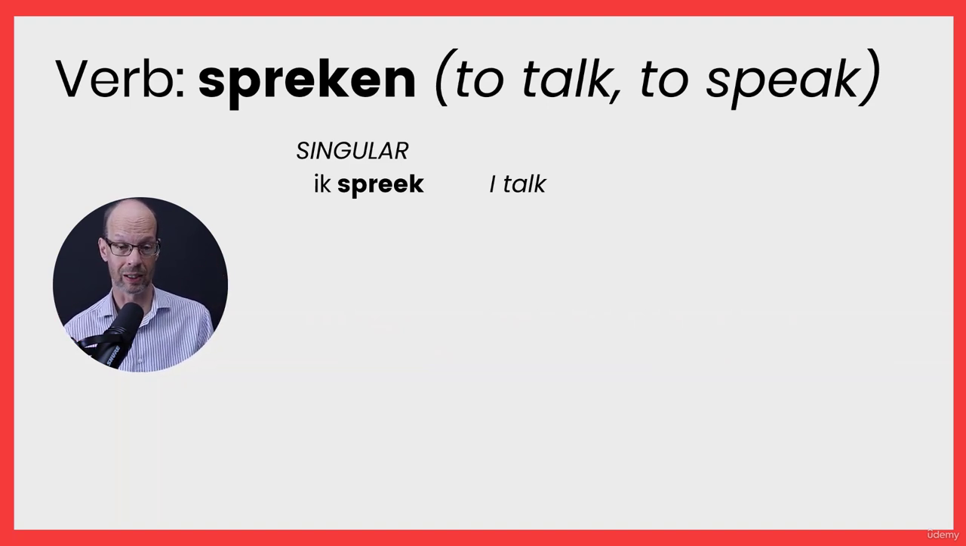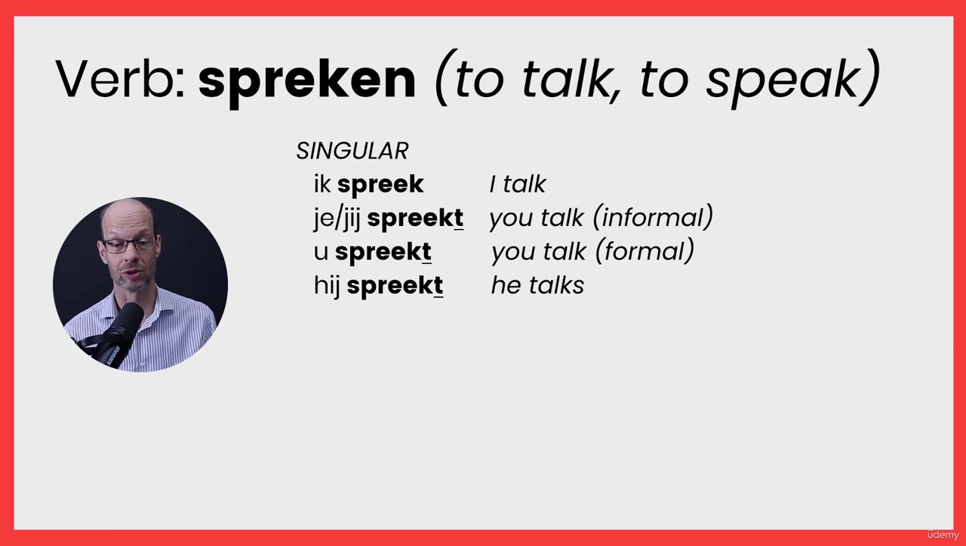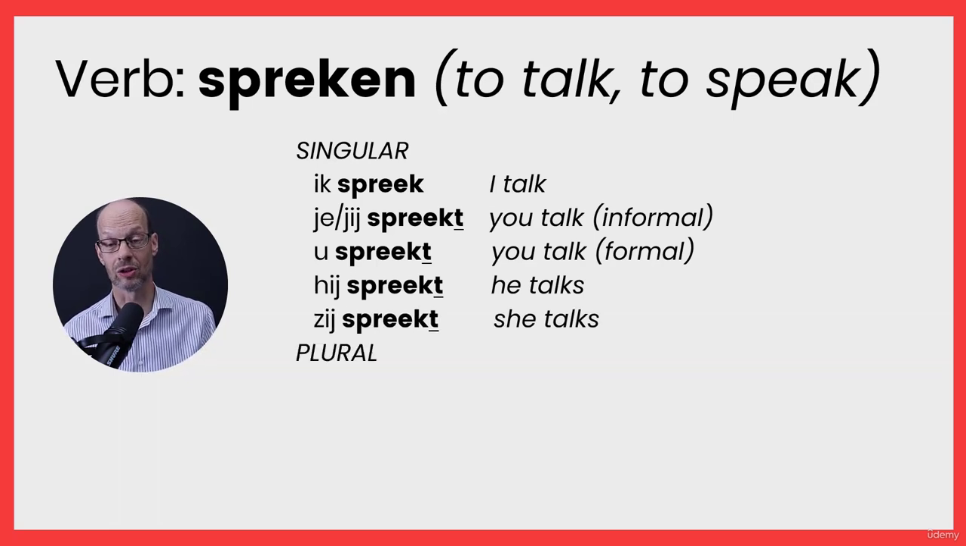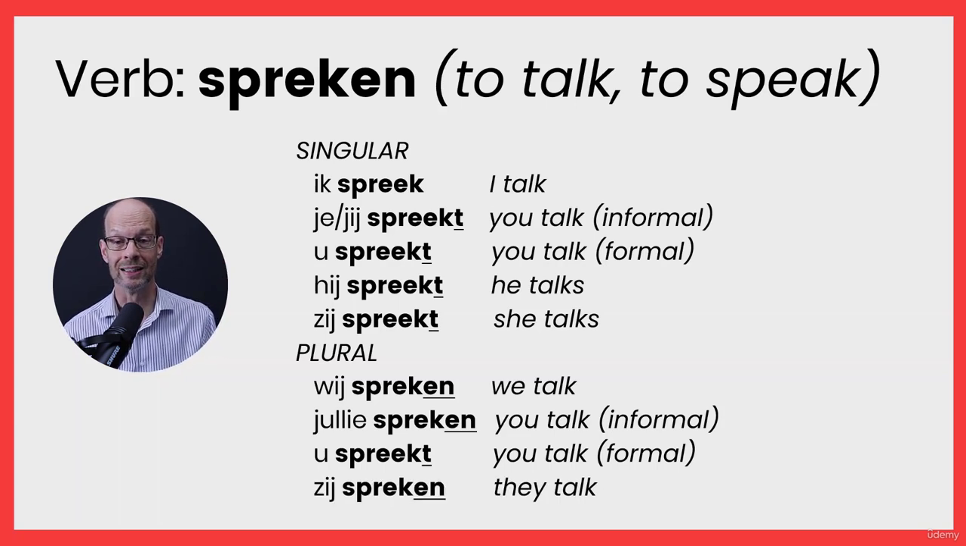Ik spreek, that is now the stem. Then jij spreekt, you talk, informal, so we add the t, right? Stem plus t. Then u spreekt, also stem plus t. Hij spreekt, stem plus t. Zij spreekt, so that's all stem plus t. If you want to know more about the regular conjugation, go back to that other module, right? Then the plural, wij spreken, just the plural. Jullie spreken, also just the regular version, the full version, the infinitive. And then as always, u is always a little bit different. So u is the same as the singular version, u spreekt, and zij spreken.